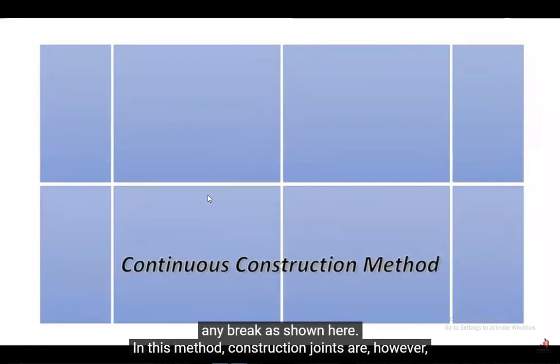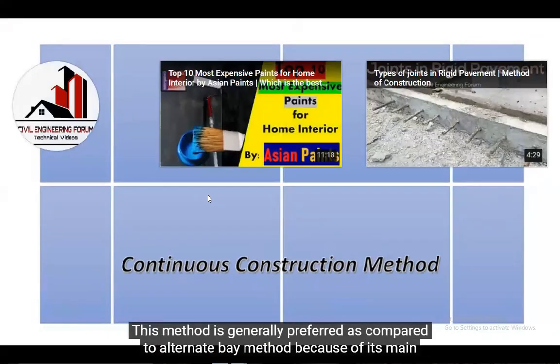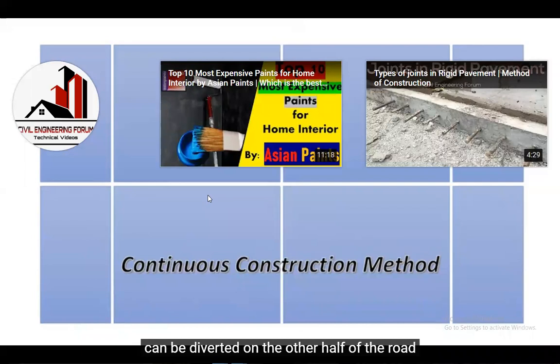Then the second method is the continuous construction method. In this method of construction, all the bays of the strip are constructed continuously without any break as shown here. In this method, construction joints are however provided when the day's work is not ended at the specified joint. This method is generally preferred as compared to the alternate bay method because of its main advantage of construction of half of the pavement width at a time. Thus, the essential traffic can be diverted on the other half of the road.